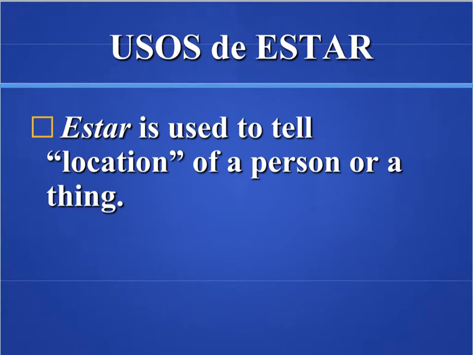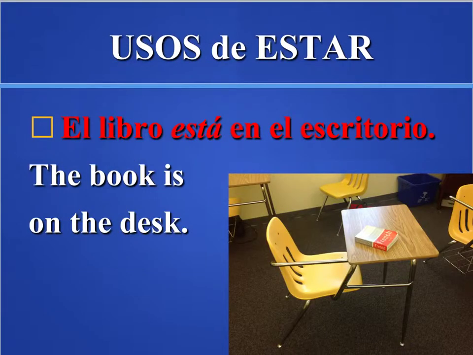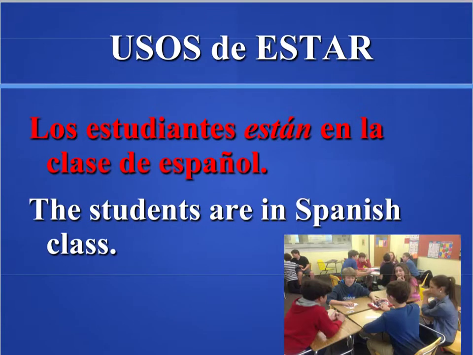Okay, entonces, usos de estar, when to use estar. Estar is used to tell the location of a person or a thing. And I'll give you some examples. So for location, you can write down, estar is for location. It goes with our rhyme. How you feel and where you are, always use the verb estar. For example, el libro está en el escritorio. Okay, the book is on the desk. So that's location. Los estudiantes están en la clase de español. Where are the students? That's location. The students are in Spanish class.